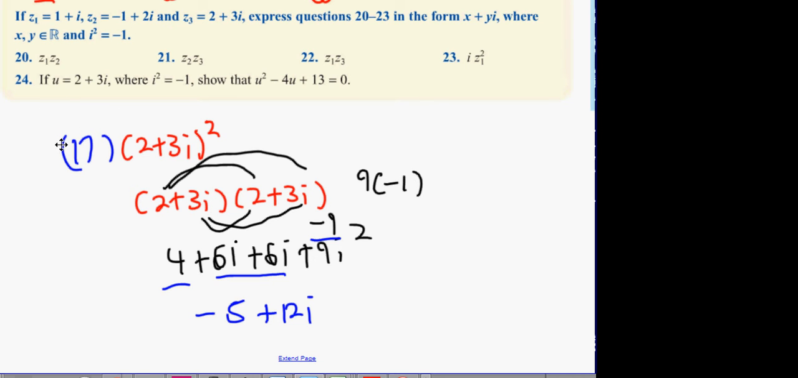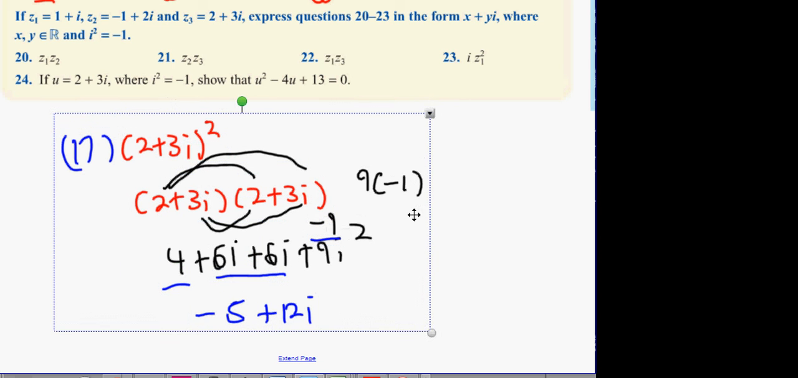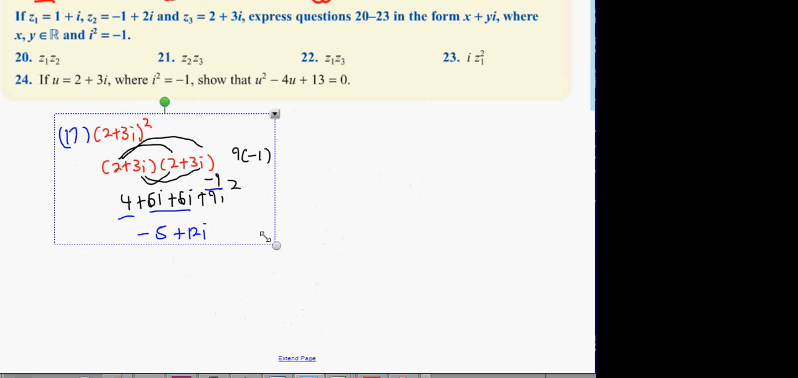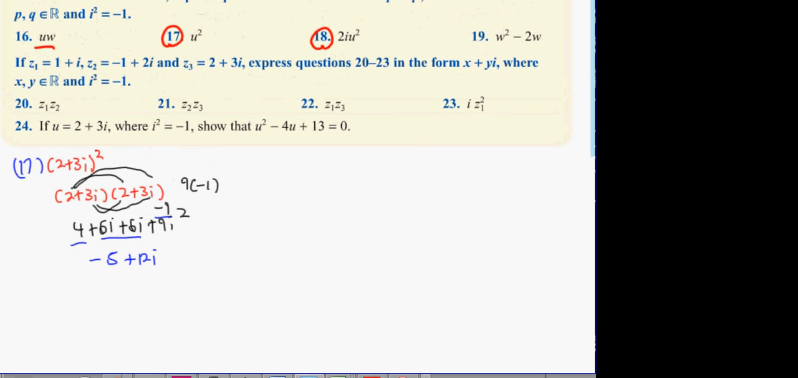Okay, and question 17 is, let's put it up here to the corner. Okay, out of the way. Now, in question 18, they want you to use u squared again. And they want you to multiply 2i by the answer of u squared. And you know that the answer of u squared is minus 5 plus 12i.